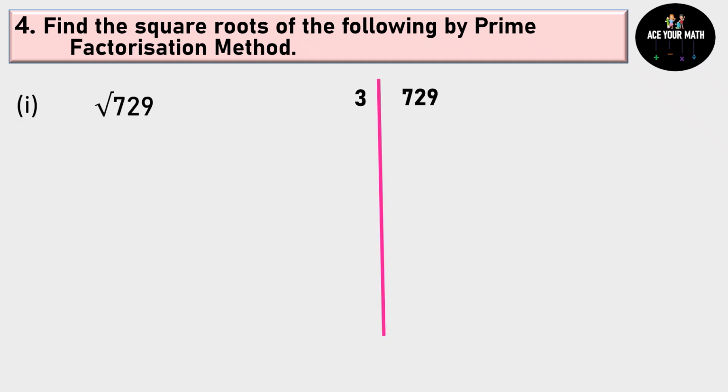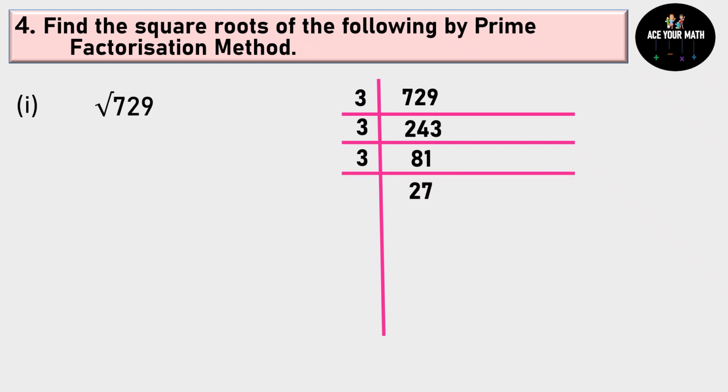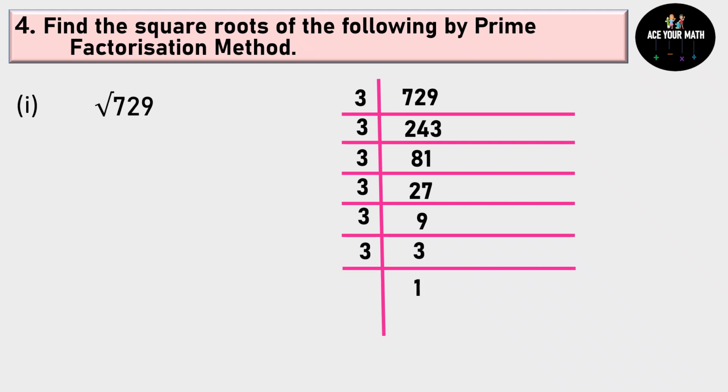Now you need to find the square root of 729. 729 is divisible by 3, and 3 is a prime number. So when you divide 729 by 3, you get 243. Now again divide it by 3. You get 81 as the answer. Now 81 is again divisible by 3. After this, you get 27. Divide it again by 3. You get 9, and 9 is divisible by 3. So now at the end you divide 3 by 3 and you get 1. So we will stop our division here.